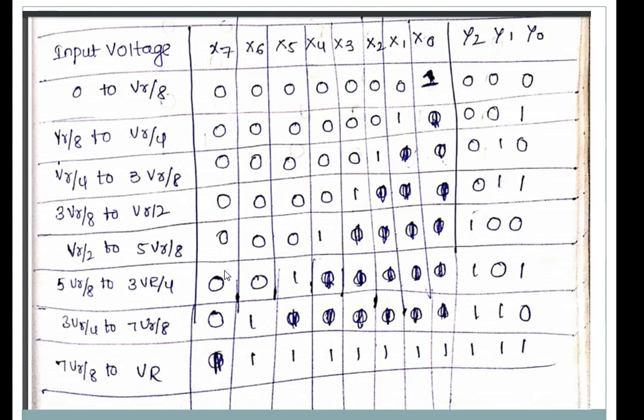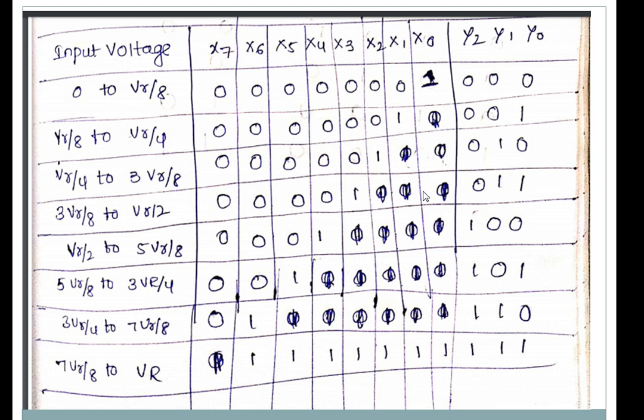So the same repeats. If the input voltage ranges from VR by 4 to 3 VR by 8, in that case the x2 output will be 1. And if the input voltage ranges from 3 VR by 8 to VR by 2, in that case the x3 output will become 1. So in this way, depending on the analog input voltage, any one of the comparator outputs will be 1, and all the remaining are different values.